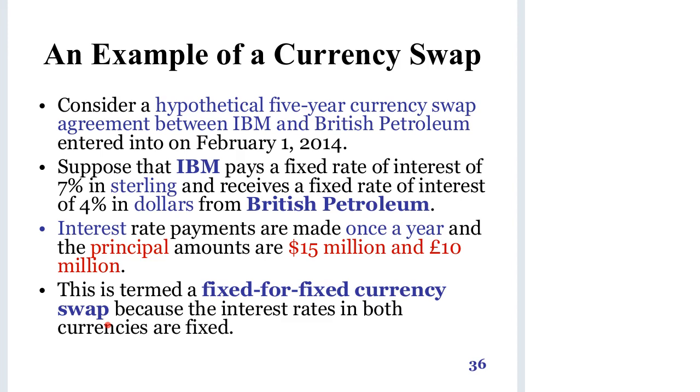Interest payments are made once a year. The principal amounts are $15 million, and which is 10 million euro. So from here, you can actually say that the dollar to euro exchange rate is 1:1.5. Right?